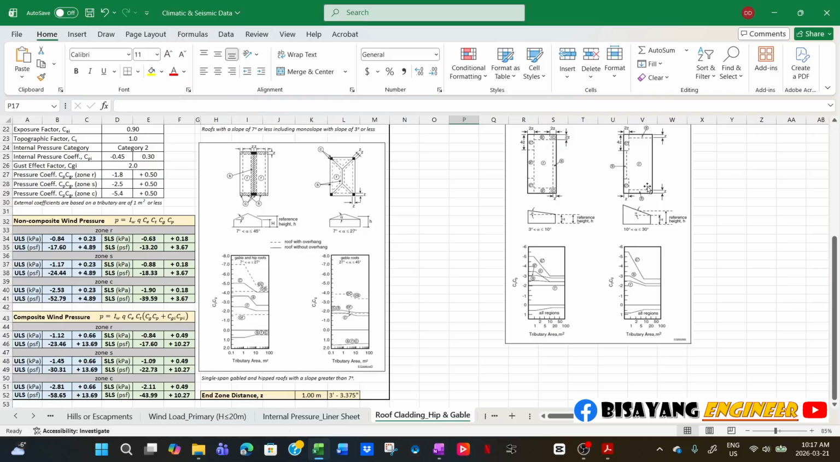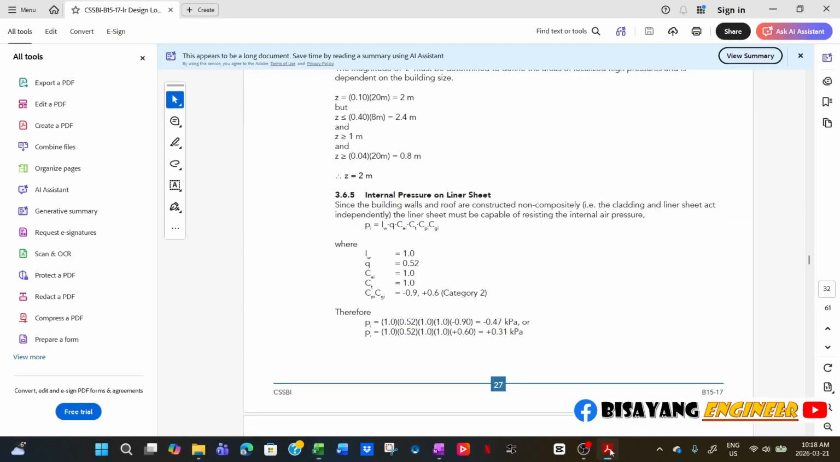So the question now is which one you will use. Of course, if you're designing for the roof cladding, the purlins, that's obvious because that would be under the components and cladding. But for example, if you have trusses, the question now is, is it under components and cladding or the main wind force resisting system?